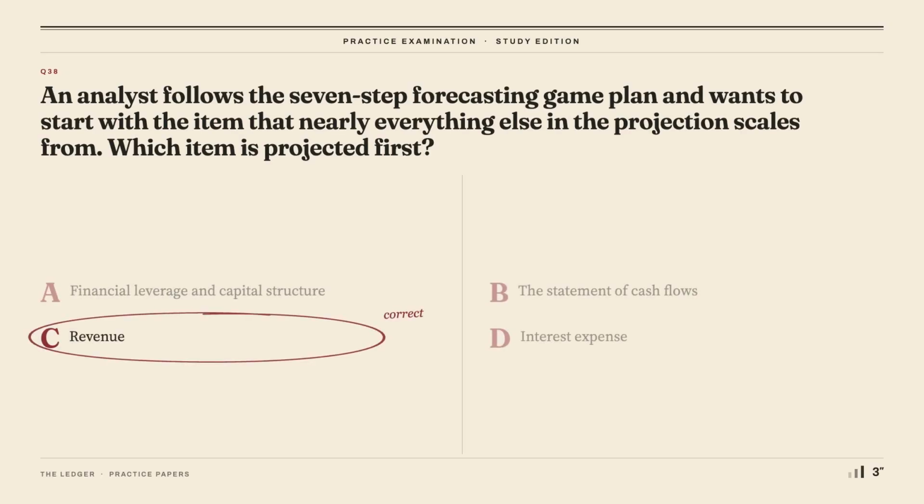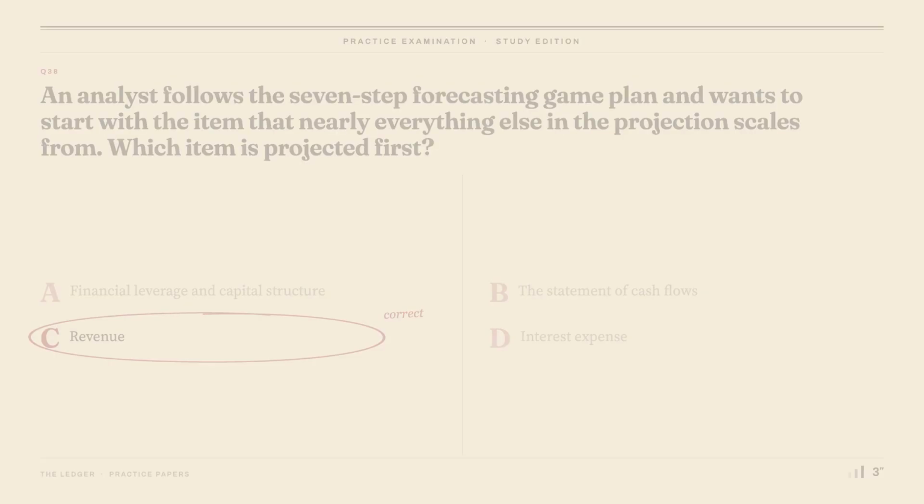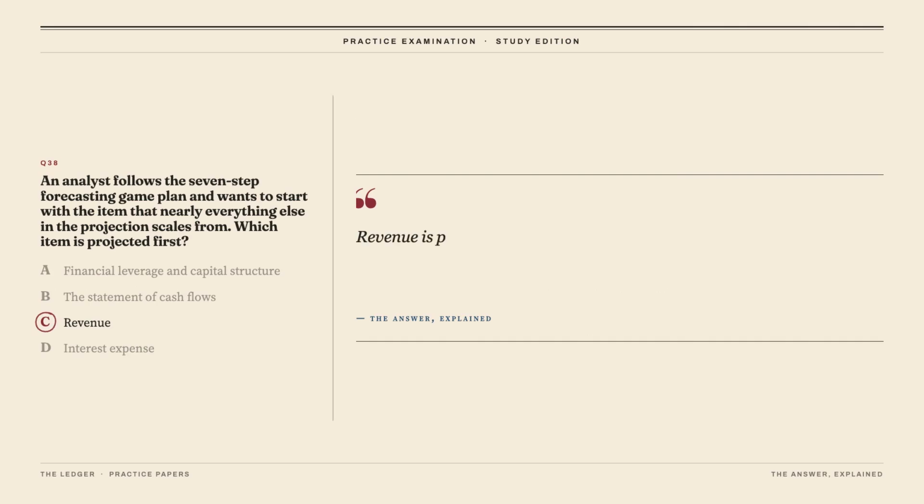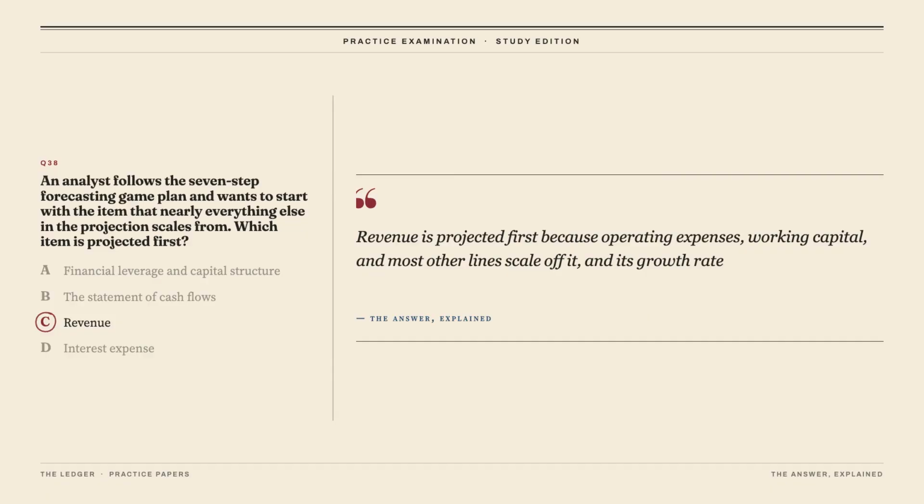The correct answer is C. Revenue. C is correct because revenue is projected first because operating expenses, working capital, and most other lines scale off it, and its growth rate is grounded in the industry outlook and the company's strategy. Building from the top of the income statement downward is the whole logic of the game plan.